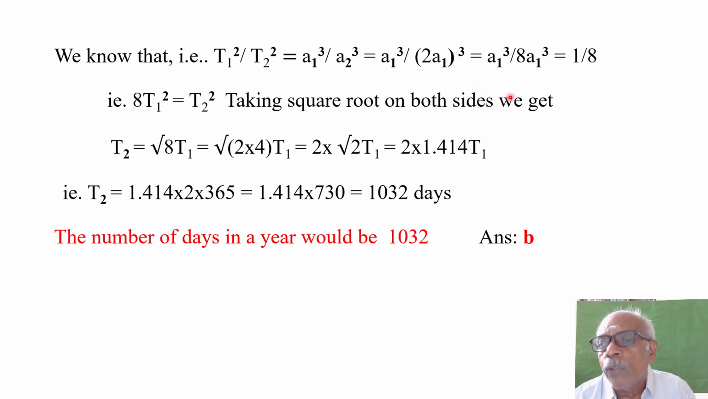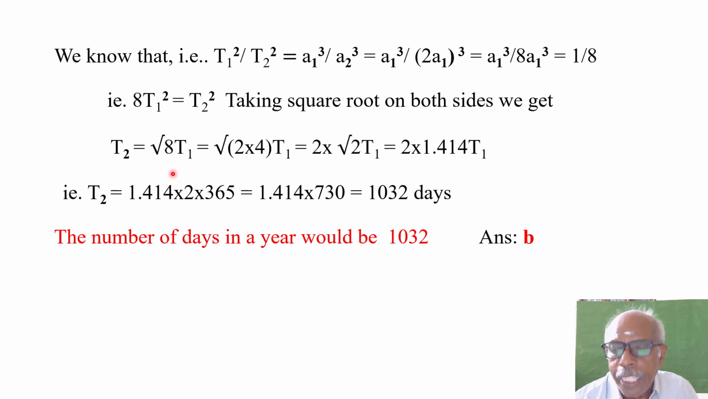So A1 cubed gets cancelled. So on the right-hand side you have only 1 by 8. That equals T1 squared by T2 squared. So you bring 8 to the other side and T2 squared to the right-hand side. So 8 into T1 squared is equal to T2 squared. Taking square root on both sides, the square root of T2 squared gives T2, and on the other side you get root 8 into T1.